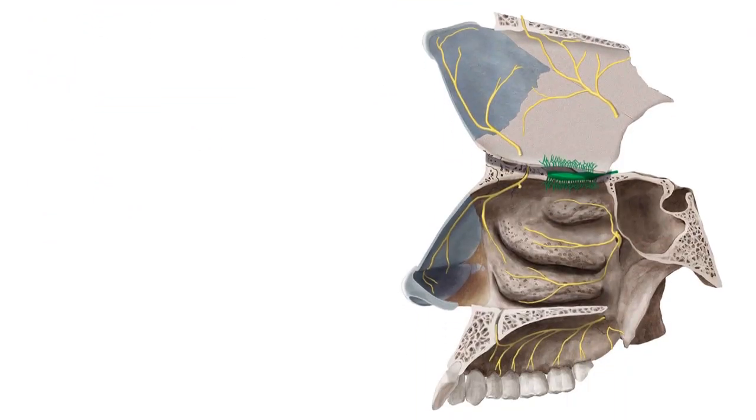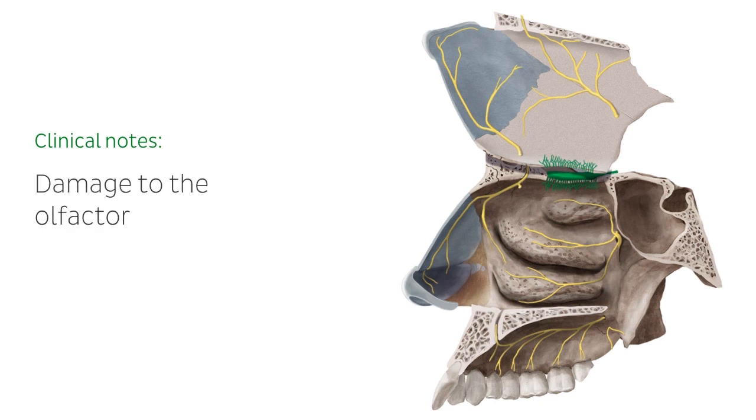And to finish off this tutorial, we're going to have a brief chat about some clinical notes relevant to the nerves of the nasal cavity. So, firstly, the location of the olfactory bulb and its associated nerves is important to note, as damage to the anterior cranial fossa from a blow or another kind of traumatic injury can cause the separation of the olfactory bulb from the olfactory nerves, or it can just damage the olfactory nerves themselves.